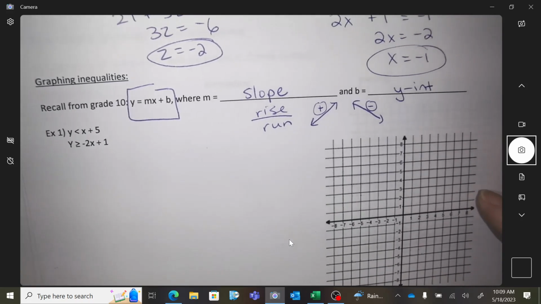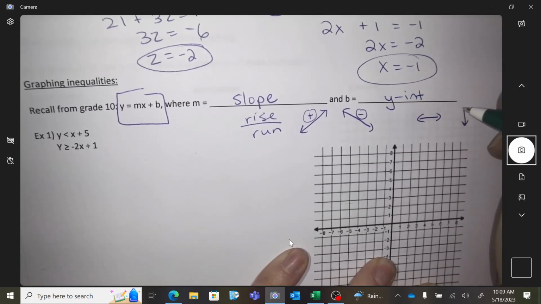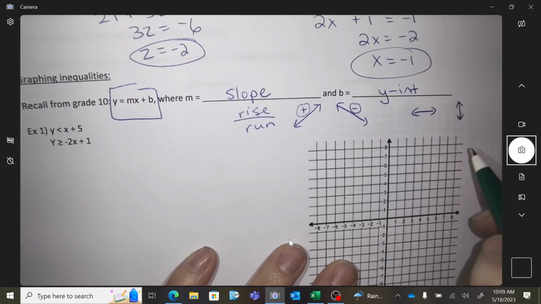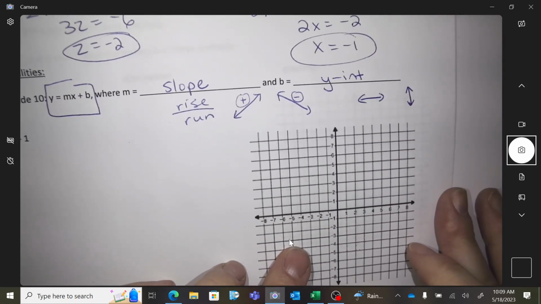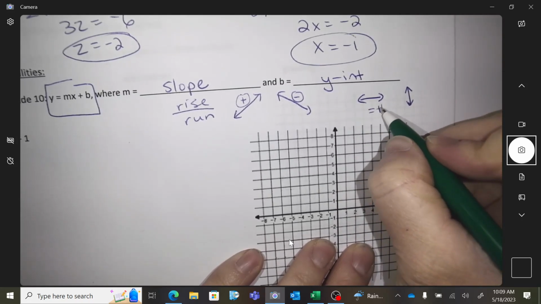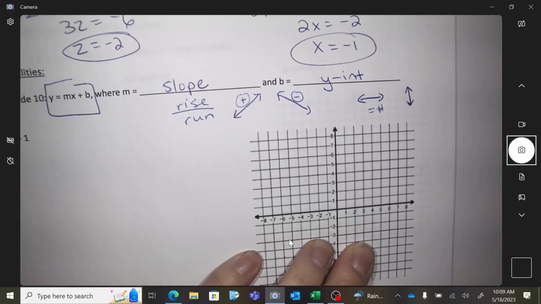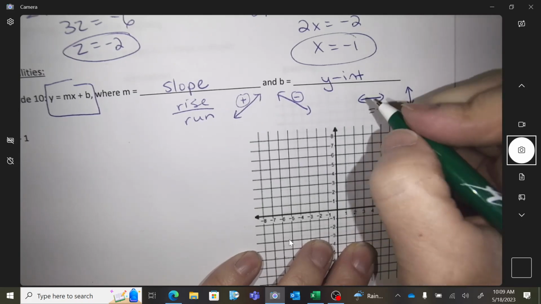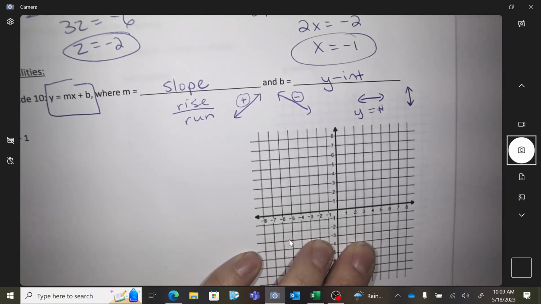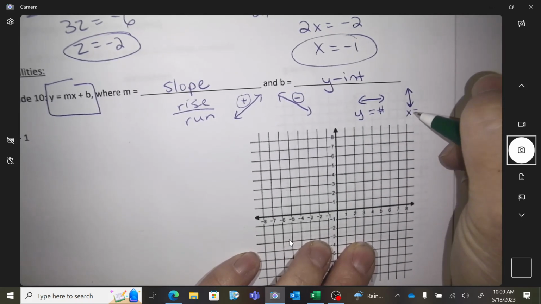Also from grade 10, you had lines that went flat and lines that went straight up and down, so horizontal and vertical lines. Do you know what letter a flat line would be? Would it be x equals a number or y equals a number? Y. Y is always the same. Think about it. Everywhere you go on that line, what's the same? The height, the y. And then this would be x equals.